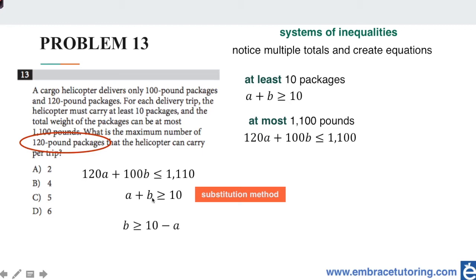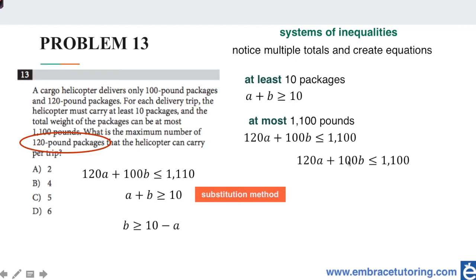Because I'm trying to solve for the 120-pound packages, which is represented as A, I'm first going to solve for B and then plug it into my top expression. So here I'm going to subtract A from both sides, so I get B is greater than or equal to 10 minus A.